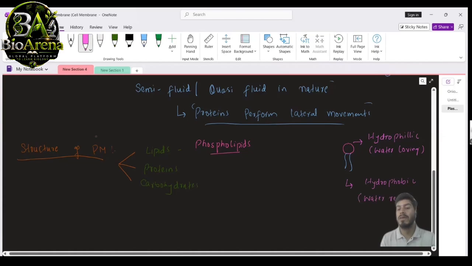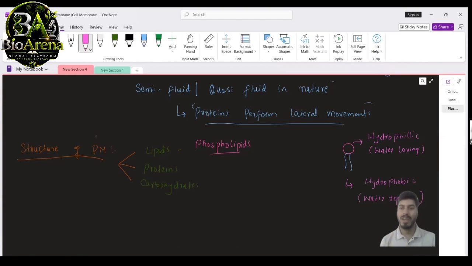That is why inside the plasma membrane, the tails are towards the inner side and the heads are towards the outer side. What is the outer side? It is the aqueous medium. Heads face the aqueous medium and the tails are buried inside. So this is the head and these are the tails.